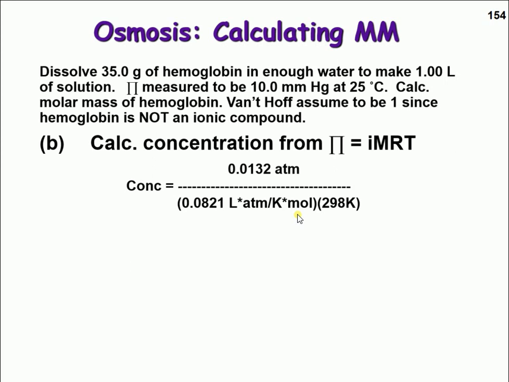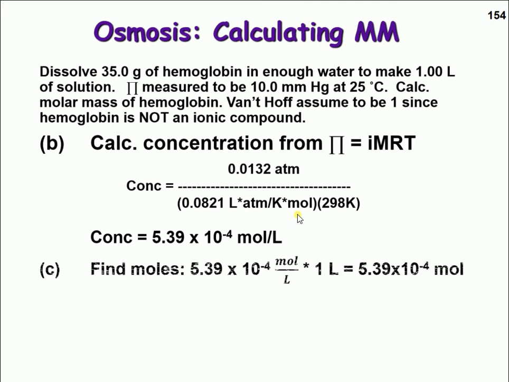So, rearranging the equation to solve for concentration, or capital M, we can see here by plugging in the gas constant of 0.0821 liter atmosphere per Kelvin mole, and 298 once we convert 25 degrees into Kelvin, we can solve for the molarity, and it's 5.39 times 10 to the minus 4 moles per liter. The units all cancel out, atmospheres cancel out, Kelvin cancel out, and you're left with moles per liter.